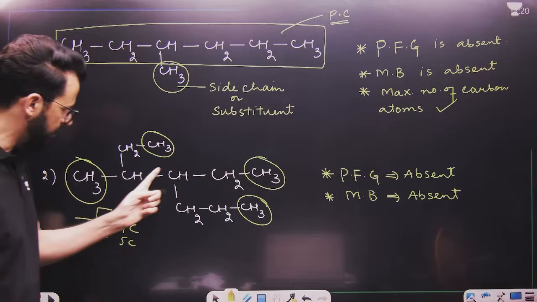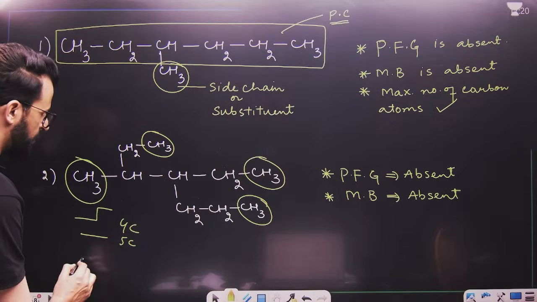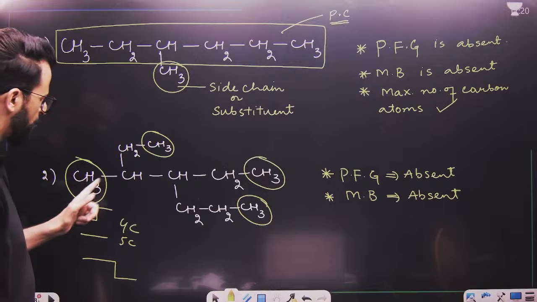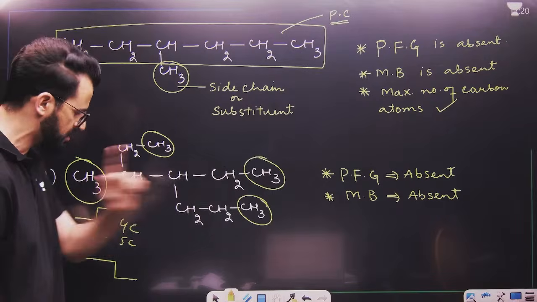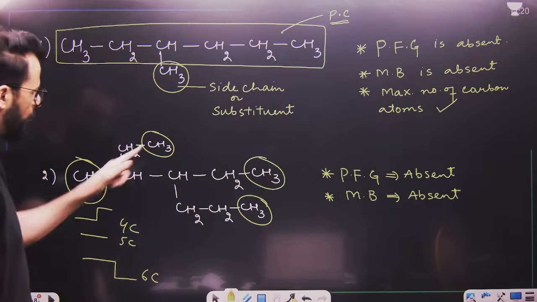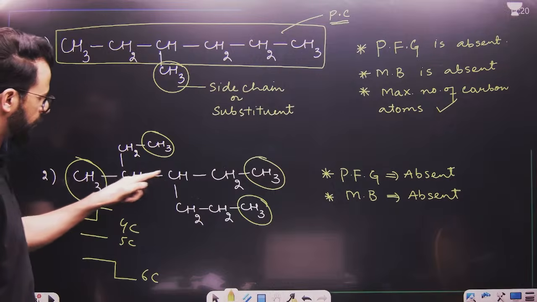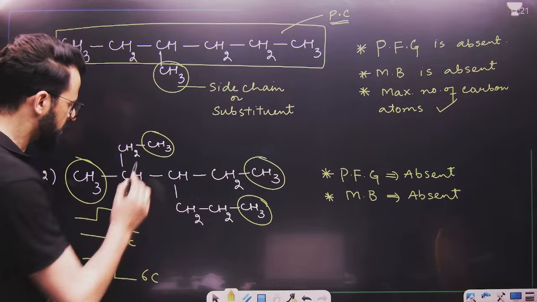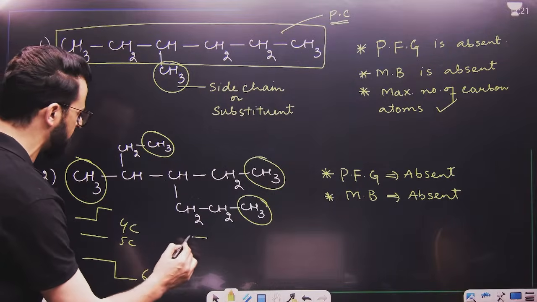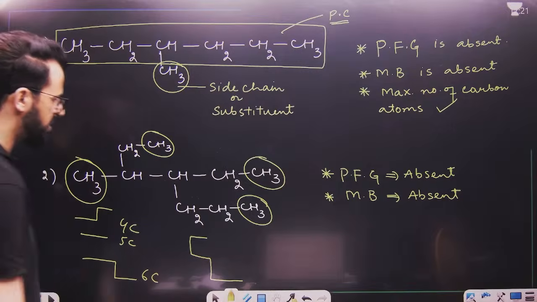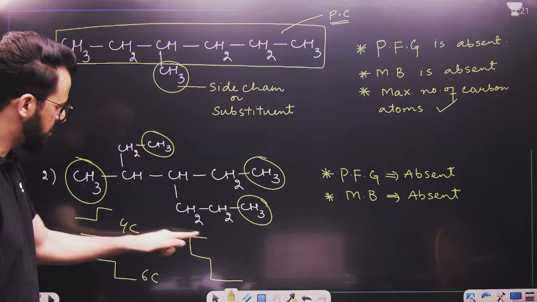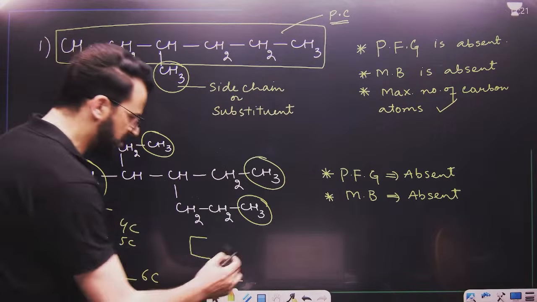What about this one? Have a look. This and this. How many carbons? 1, 2, 3, 4, 5, 6. 6 carbons are there. Okay, what about this? 1, 2, 3, 4, 5, 6, 7. That means this possibility. There is another possibility like this. So this is having 7 carbons.